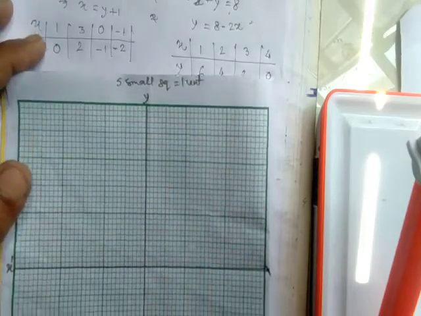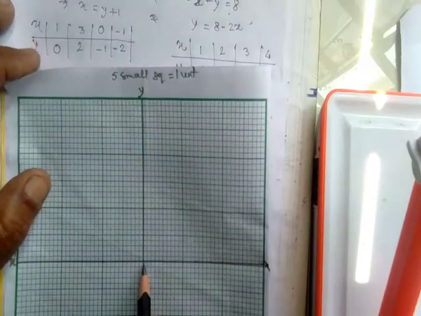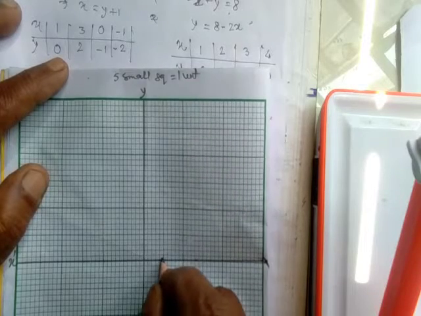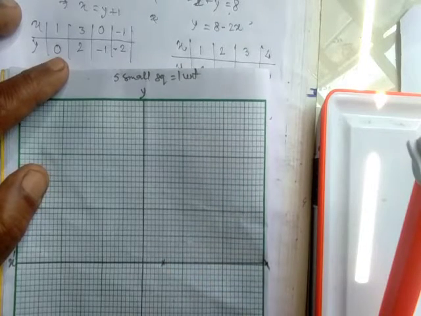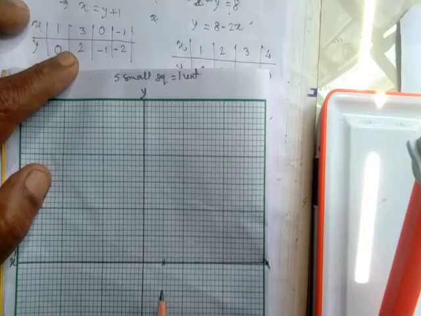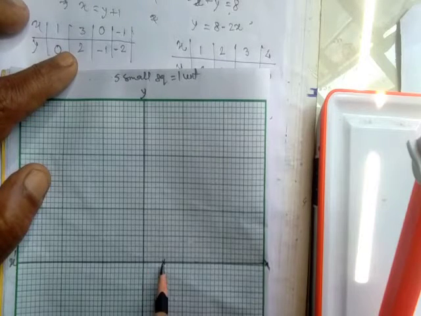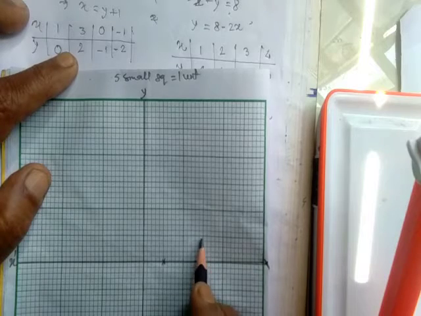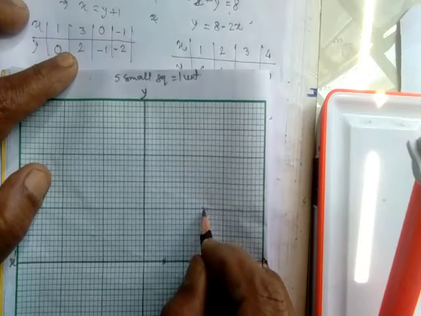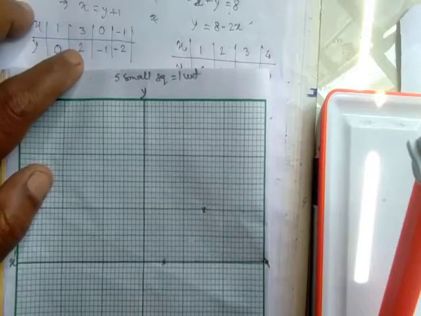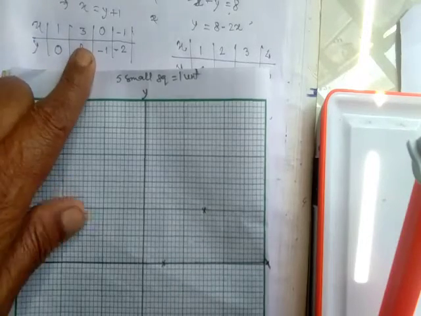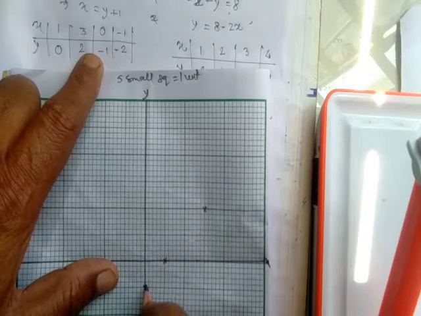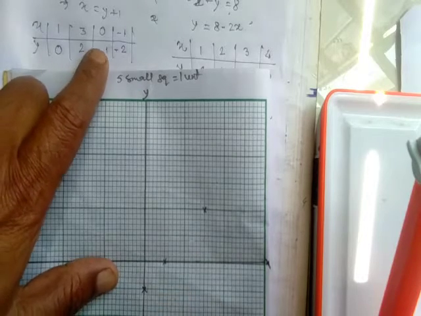So x is equal to 1 and y is equal to 0. This is coming here. Next, x is equal to 3, y is equal to plus 2. The next point is coming here: x is equal to 0, y is equal to minus 1. It is coming here. This is the minus side.